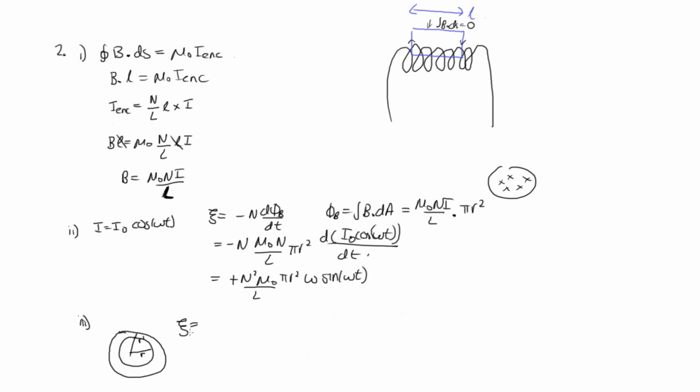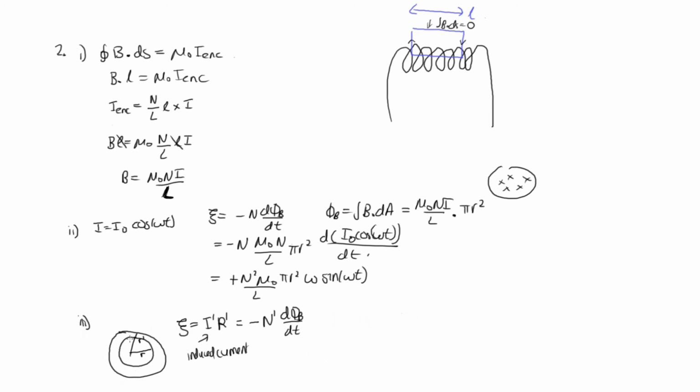So the EMF is given by the induced current, which we'll call I dash, times R dash. So this is the induced current. This is the resistance of the outer coil. So this is just Ohm's law for the outer solenoid. And then we also know that the EMF is given by minus n dash, the number of turns in the outer coil, times d phi b dt.